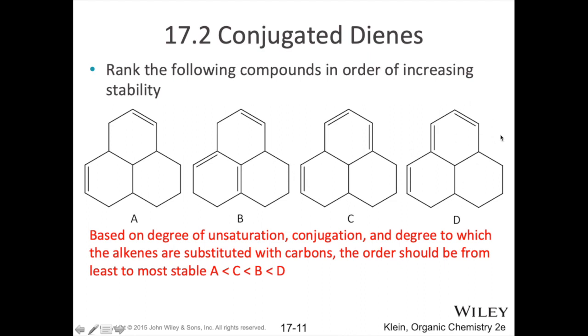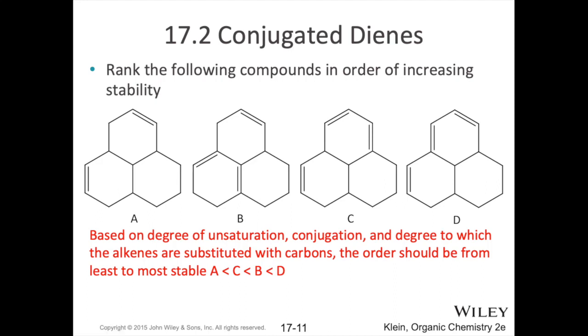Now, look carefully at D. Here we have 1, 2, 3, 4, 5, 6. All right, notice that all of these carbons are sp2 hybridized. Okay, so all of these are linked together. So we have 3 pi bonds with 6 sp2 hybridized carbons together. So that's why D is the most stable. It has the largest conjugated system.